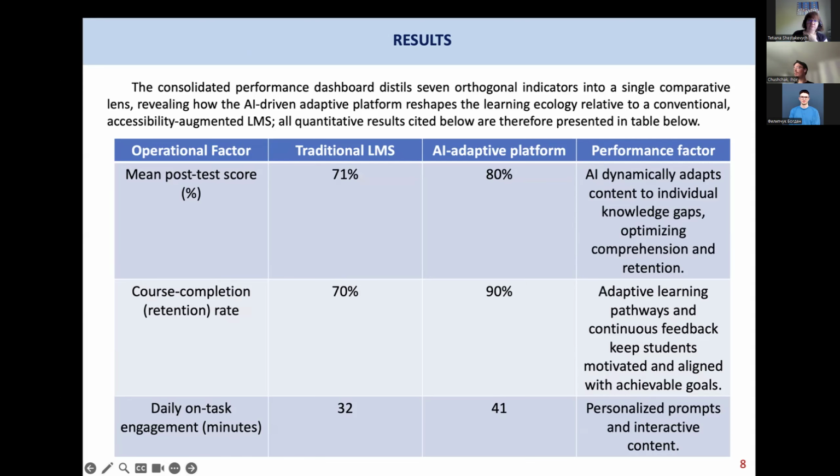Adaptive learning pathways combined with real-time feedback help students to stay motivated and on track with clearly defined, achievable objectives. Finally, the average daily on-task engagement increases from 32 to 41 minutes. This is driven by personalized prompts and interactive content that keep students focused and encourage active participation. Together, these results underscore the effectiveness of the AI adaptive platform in promoting higher learning efficiency, engagement, and retention compared to the conventional system.